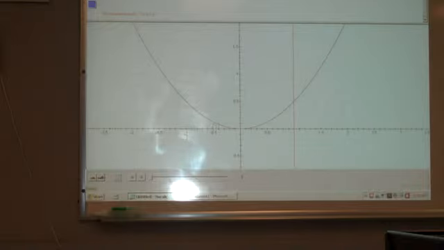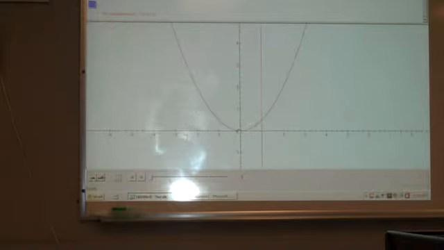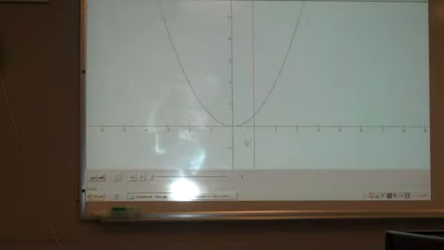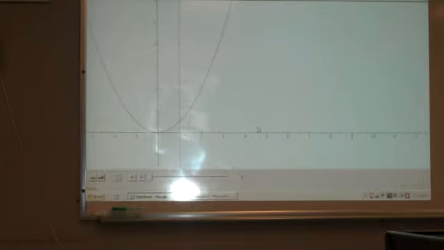Okay. Vertical line test. Looking at this parabola, this is y equals 1/2 x squared. It is a function. I know it's a function because it always passes the vertical line test.